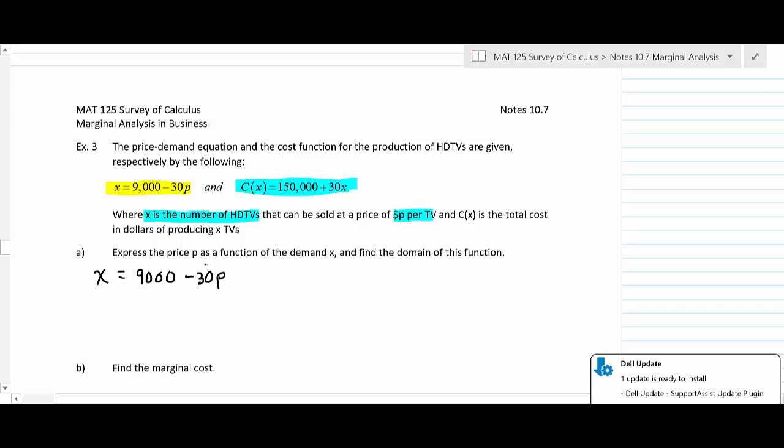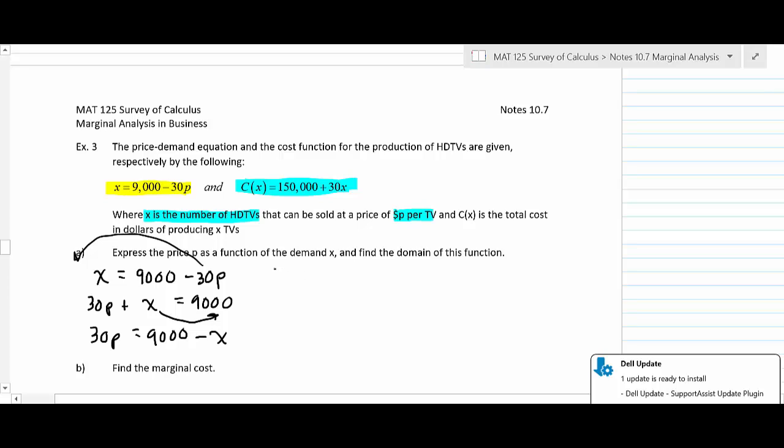So let's move this. You can add 30p to both sides, or just move it. I think at this level of class, when you solve equations, you just want to move things and rearrange things a little bit better. So I'm going to try to get P by itself. The next thing I'm going to do is move the X over there. That's going to give 30p equals 9,000 minus X, because I'm subtracting X from both sides. That's the reason the sign changes.